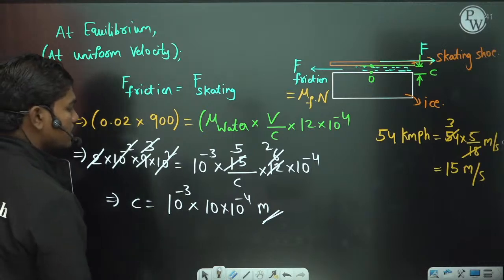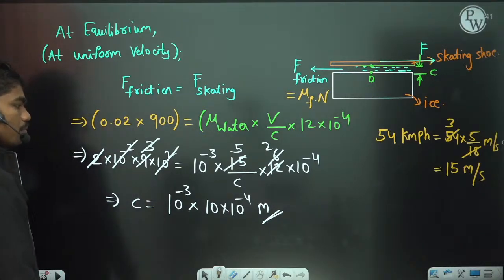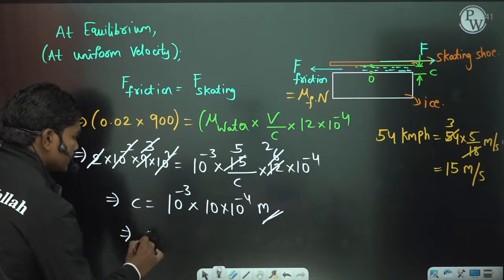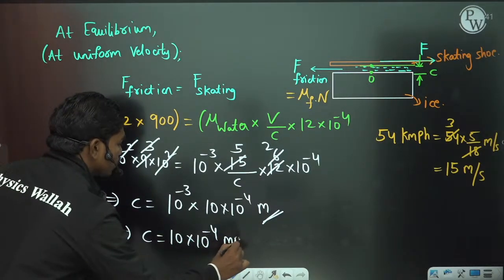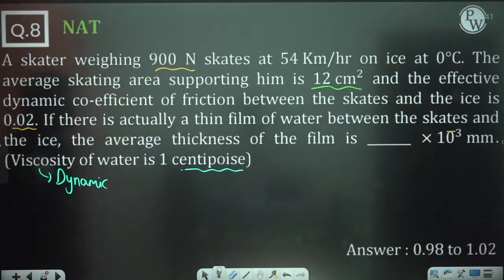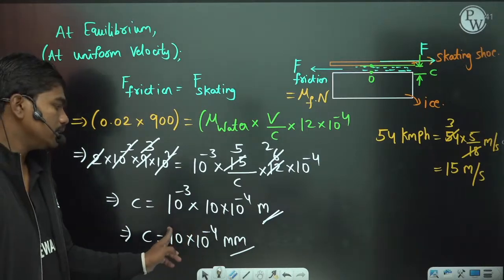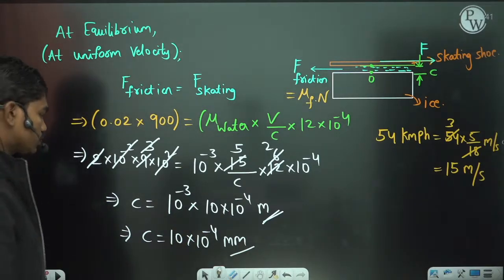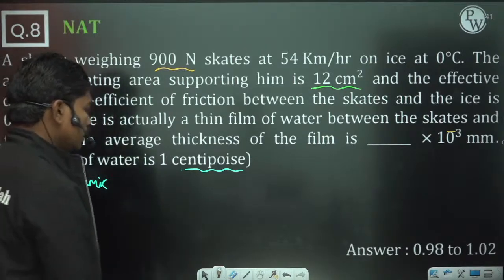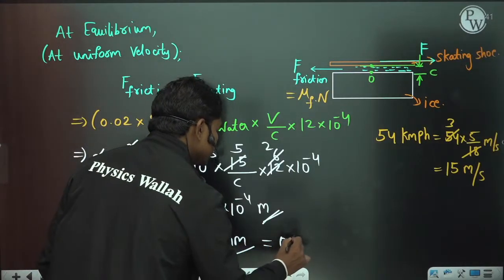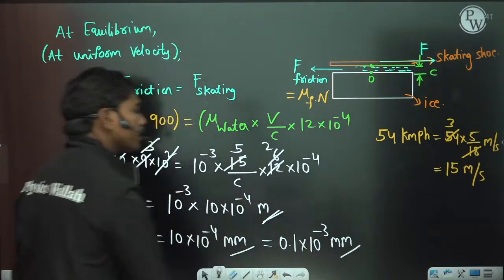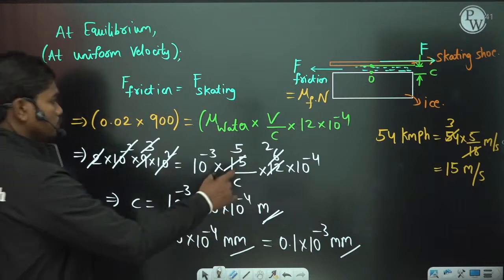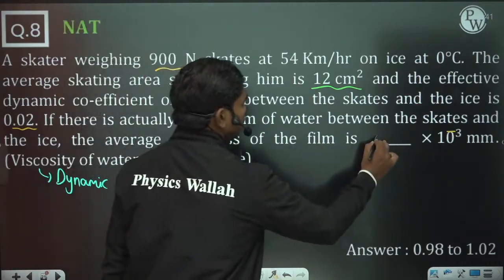So if this is in meters, then if you want to write this in mm, you can eliminate this 10 power minus 3. So 10 into 10 to the power minus 4 mm is what you will have here. Okay, so which means, if you see, 10 to the power minus 3 is given. So if you write only 10 to the power minus 3, this is 0.1 actually. So if you write it 10 power minus 3, we can write this 0.1 into 10 to the power minus 3 mm. Okay, so that's why, if you see, this value is 0.1 actually.